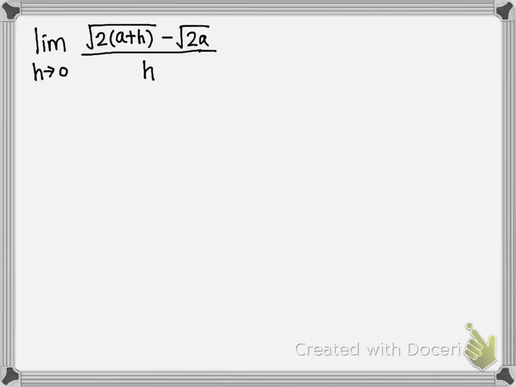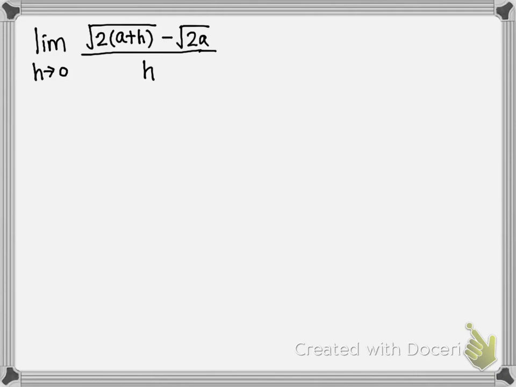Find the limit as h goes to 0 of the square root of 2a plus h minus the square root of 2a, all over h, in terms of the constant a. So the solution that we're looking for has to be an expression with numbers and the constant a. We have to eliminate the h.